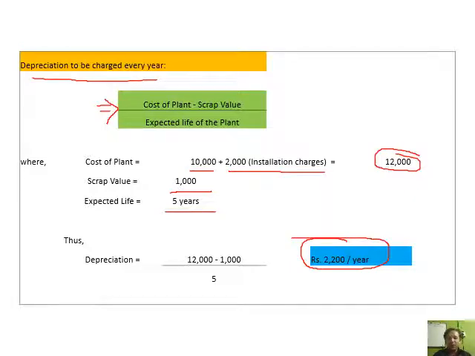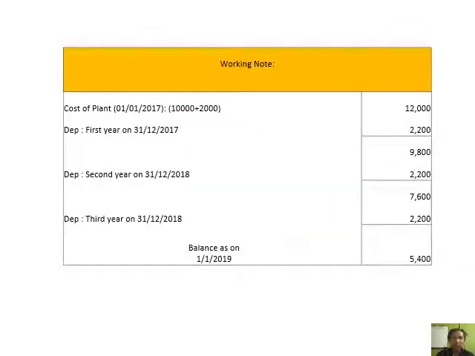So once this information is given to us, we can easily go for the working note. The very initial stage of solving depreciation accounting under the straight line method is that we have to calculate the amount of depreciation that is to be charged every year on the machine or on the asset. So once we have the depreciation amount, let us come to the working note part. Now in the working note, the cost of plant is, the machine was purchased on 1st of January 2017.